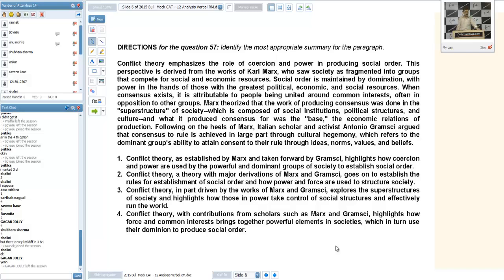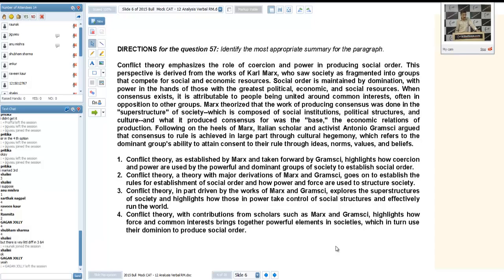This perspective is derived from the works of Karl Marx, who saw society as fragmented into groups that compete for social and economic resources. Social order is maintained by domination, with power in the hands of those with the greatest political, economic and social resources. When consensus exists, it is attributable to the people being united around common interest, often in opposition to other groups. Now this is what the theory is saying. Marx theorized the work of producing consensus was done in the superstructure of the society, which is composed of social institutions, political structures, etc. And what it produced consensus for was the base of the economic relations of production.